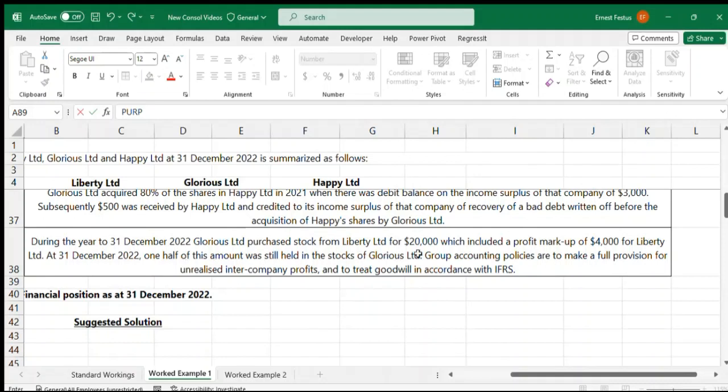Alright, so we are finding the provision for unrealized profit. We are only interested in the profit element and not the entire value of the stock. So the profit element is 4,000 on the 20,000 stock that Liberty Limited sold to Glorious Limited. So we have $4,000 in profits, but out of this, we were told that half of the inventory remained unsold.